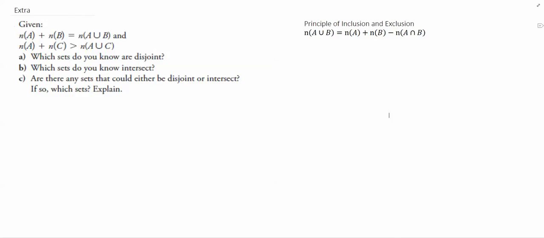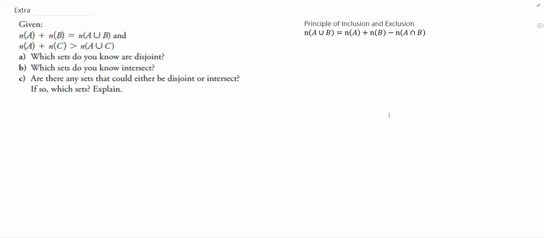We are going to be looking at lesson 1.4, applications of set theory, and this really moves us into problems with three intersecting sets. But before we do that, I want to look at the principle of inclusion and exclusion again, and we'll do it using this problem.